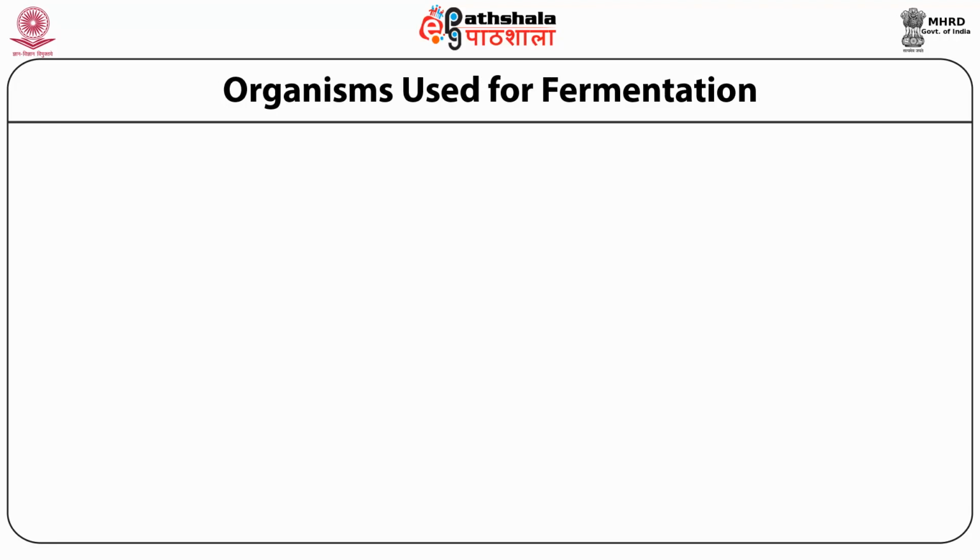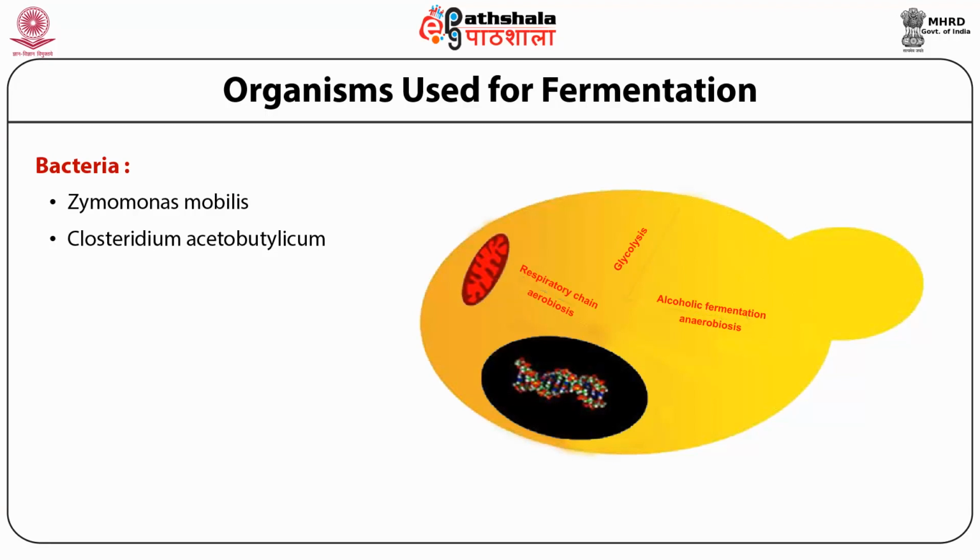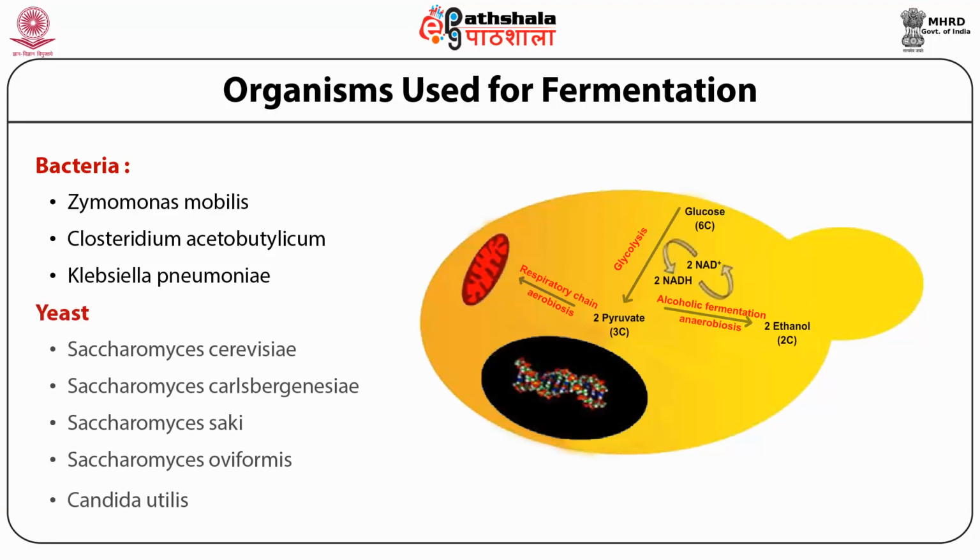What are the organisms used for fermentation? Mainly bacteria and yeast are utilized in the fermentation process. Among bacteria, Zymomonas mobilis, Clostridium acetobutylicum and Klebsiella are used. Among yeasts, Saccharomyces is the most famous organism used for bioethanol production. In bioethanol production, inside the cell, glucose molecules are converted into 2 molecules of pyruvate, and this pyruvate is broken down into 2 molecules of ethanol. In this process, 2 molecules of carbon dioxide are released and ATP is formed as cellular energy.